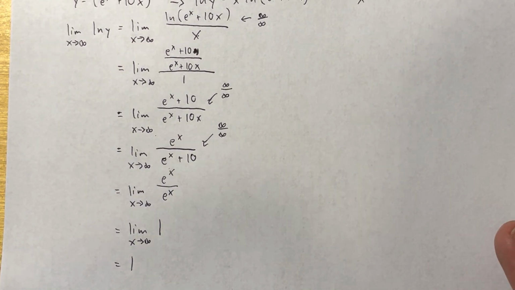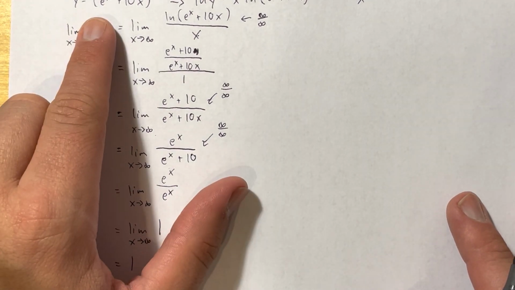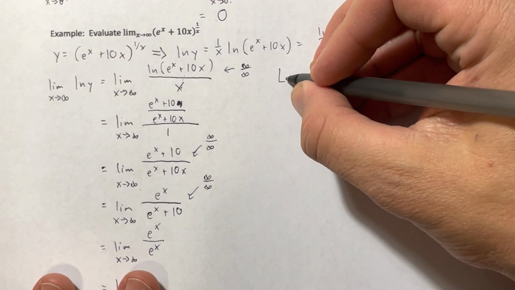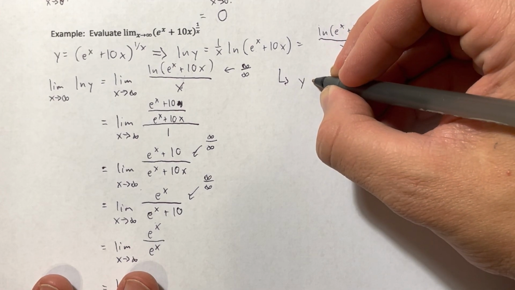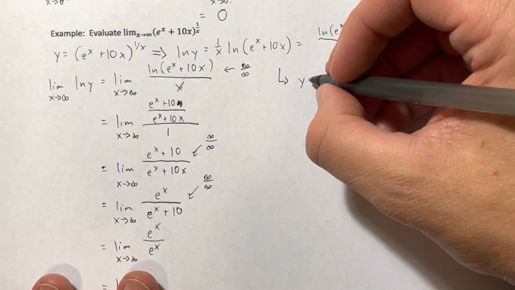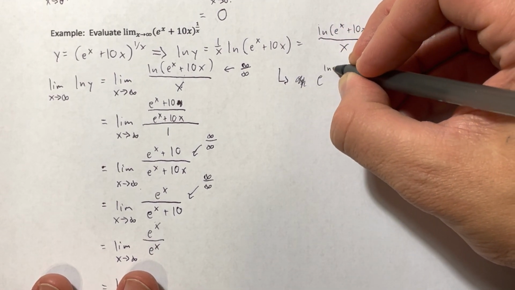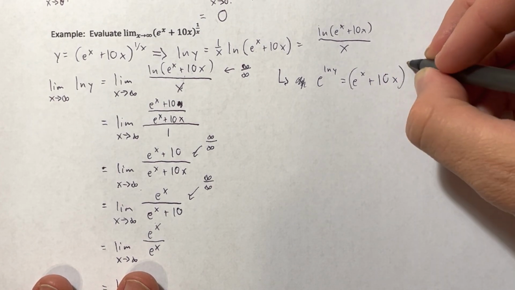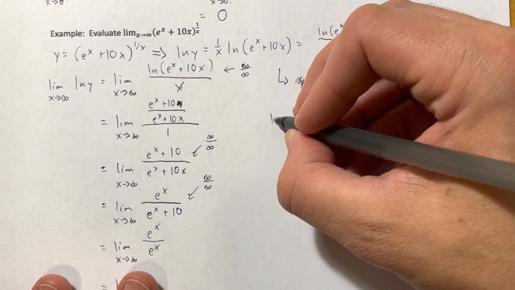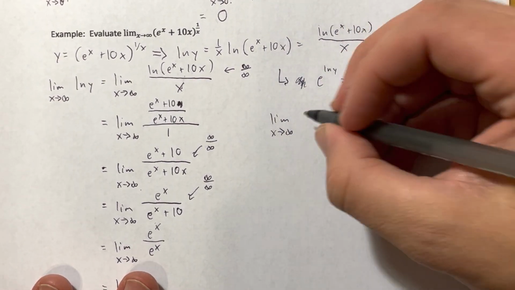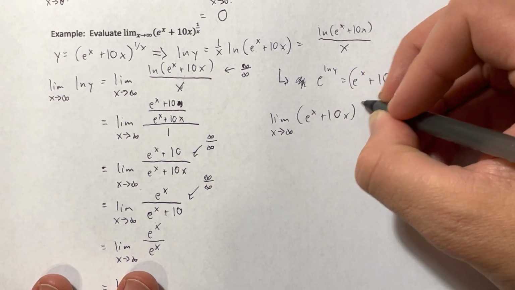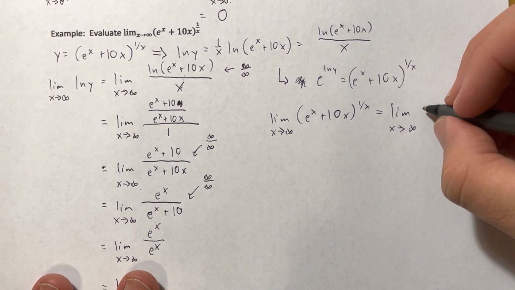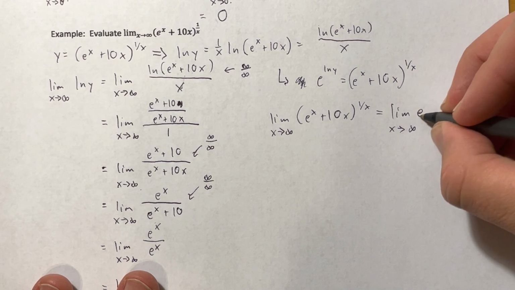So now that we've established that, remember we're not done yet. Because what I've done up here, since natural log of y is equal to this, that's going to imply that y, if I take e to the power of both sides, so let me do that this way, e to the power of the natural log of y is equal to e to the x plus 10x to the power of 1 over x. So if I want the limit of this, the limit as x approaches infinity of e to the x plus 10x to the power of 1 over x, that's the same thing as the limit as x approaches infinity of e to the natural log of y.